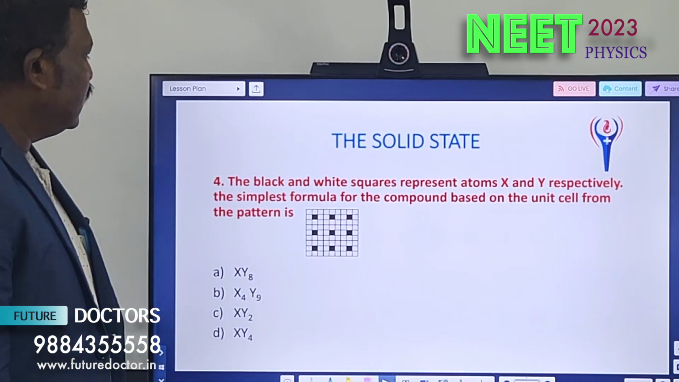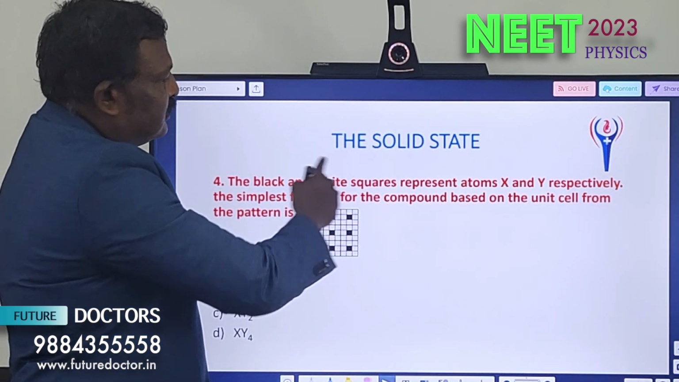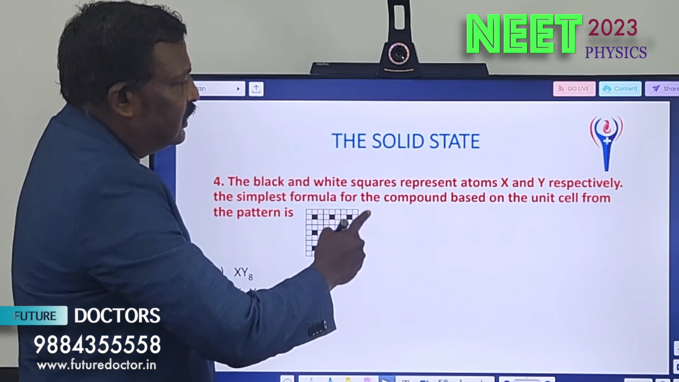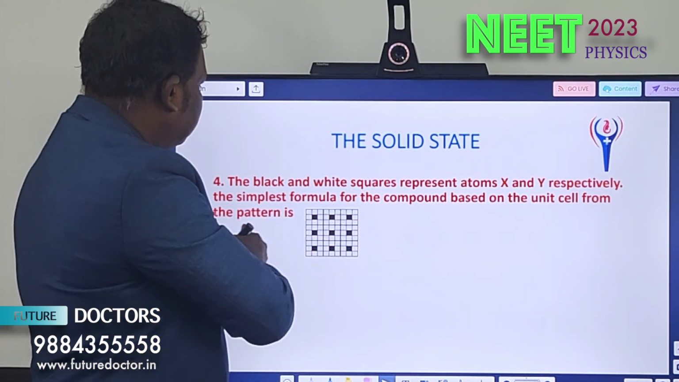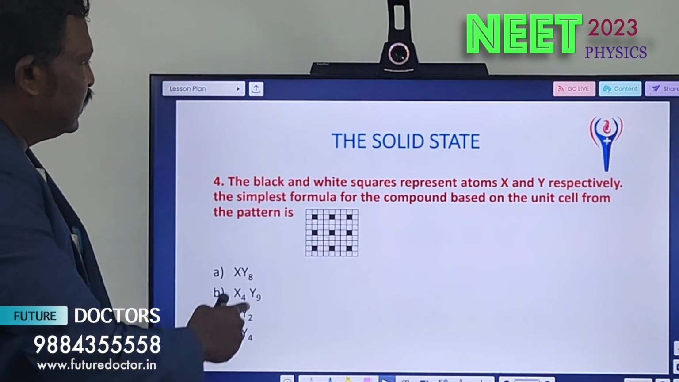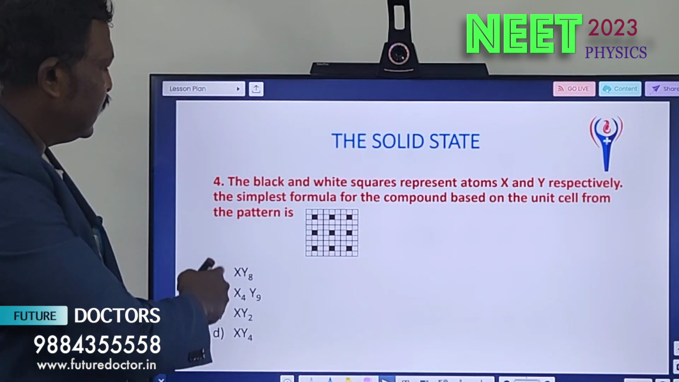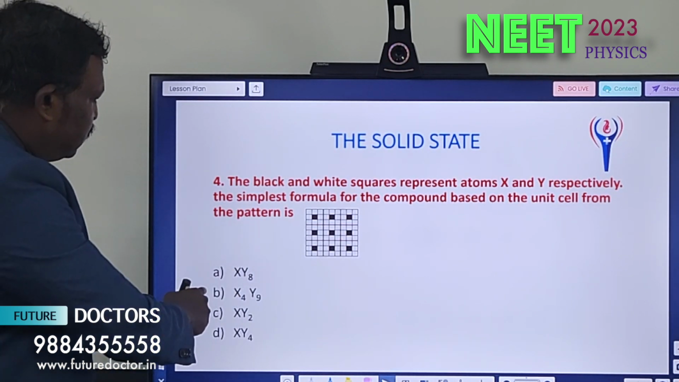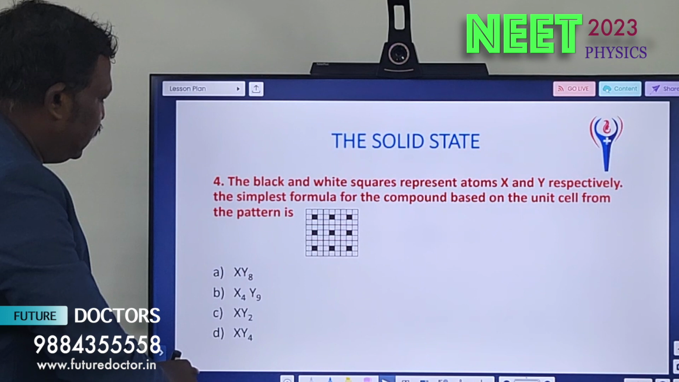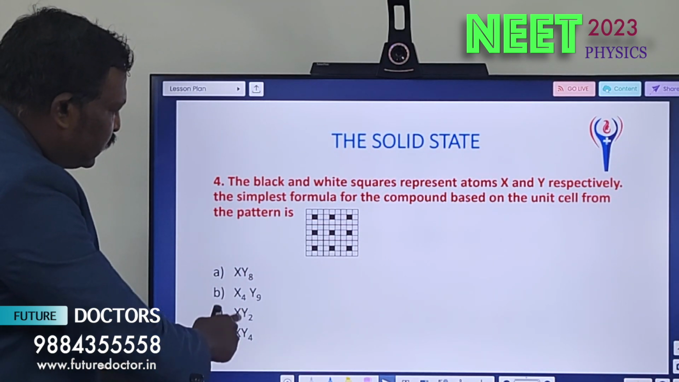Okay, next one. Here I have given one diagram. In this, black and white squares represent atoms X and Y respectively. The simplest formula for the compound based on the unit cell from the pattern is as follows. Here we have the unit cell formula. If you apply this, you can find it out. Option A XY8, option B X4Y9, option C XY2, option D XY4.